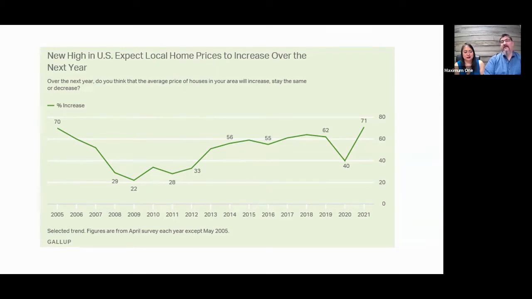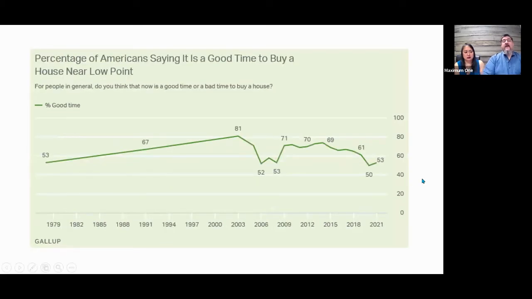Really, at the end of the day, 71% of Americans, not just real estate folks, say that home prices are going to continue to increase over time. So if you're a buyer, that's not great news that the market is improving. But if you're a homeowner, that's really great news. That's exactly what we want to see.